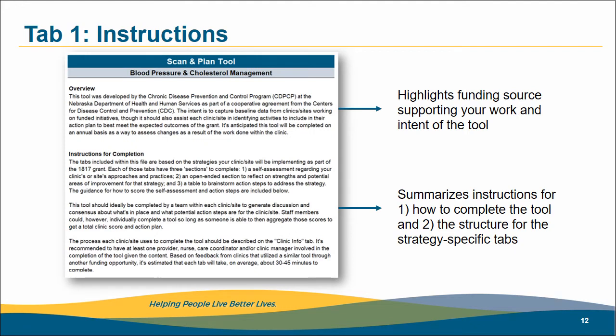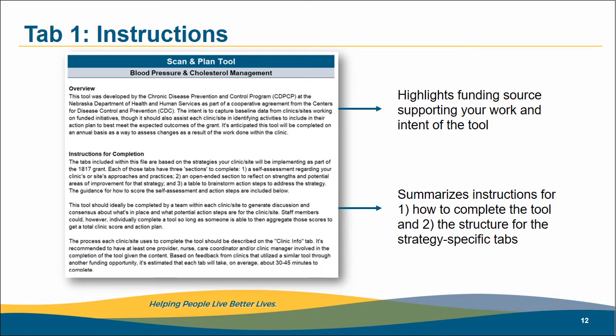As we mentioned, the first tab included within your Scan and Plan Tool file will be specifically for the instructions. That way your organization has an easy reference to the scoring criteria and general intent of the Scan and Plan Tool. When you first open your file, the first section that you'll see is an overview. That highlights the funding source that's supporting your work as well as summarizes the intent of the Scan and Plan Tool in the event anyone within your organization needs a quick snapshot about the intent.